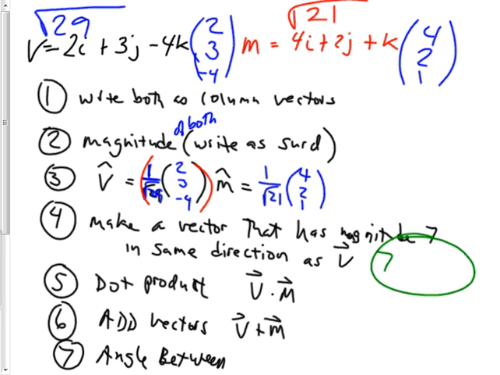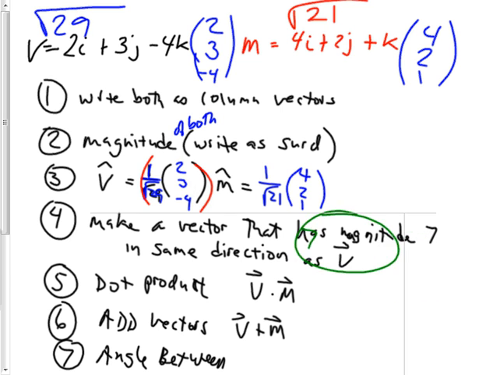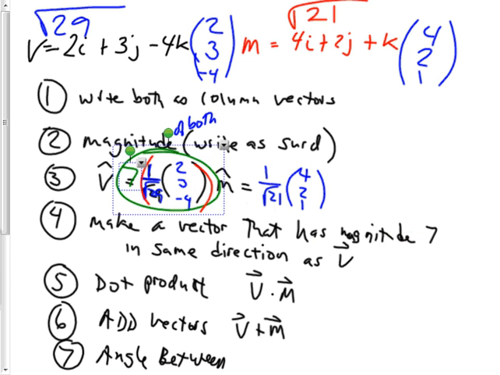Number 4 is you wanted to take the v vector and go the same direction as it, but have a magnitude of 7. So you take this unit vector and put a times 7 in front of it. So 7 times all that. The 7 could also go on top, as 7 over square root of 29. That would have been okay.